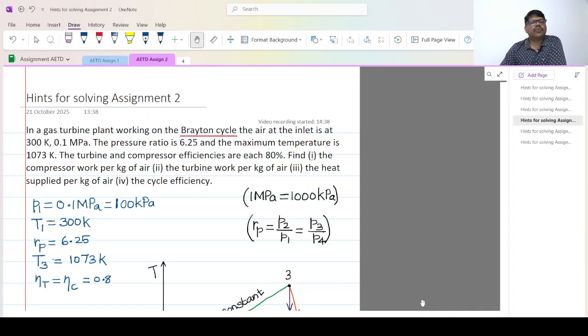First, let us look at the question. We will try to understand the question. Then we will write down the data given, and eventually we will find out the required parameters one by one.